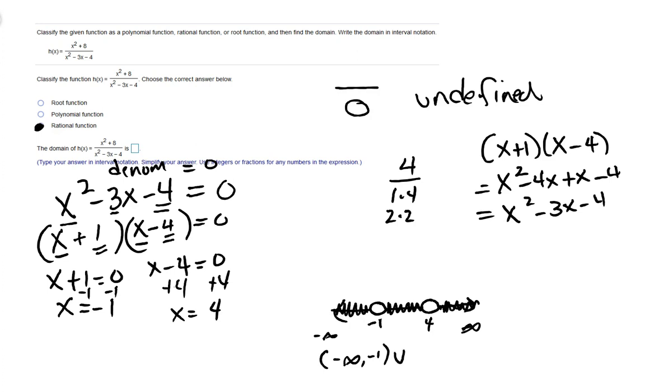So then I write the next interval. The next interval goes from -1 to 4. -1 is the lower bound, 4 is the upper bound. We're going to use parentheses on both of those because they're not part of the set. And then from 4 to infinity is the last interval. So that gives us our interval notation, and that is the domain of our function h of x.